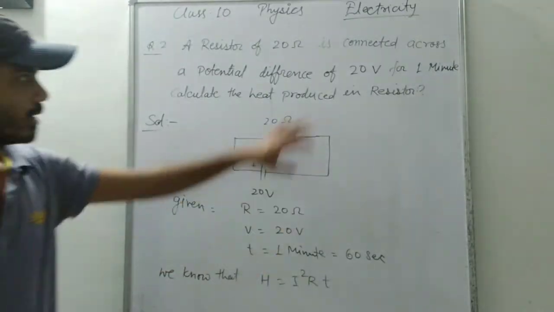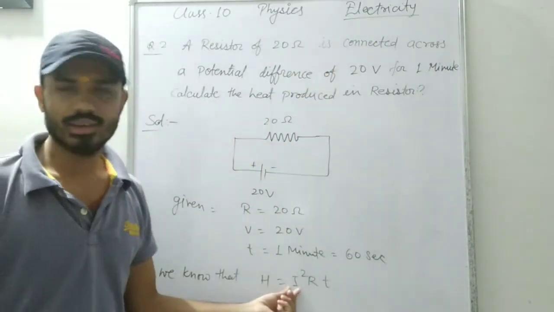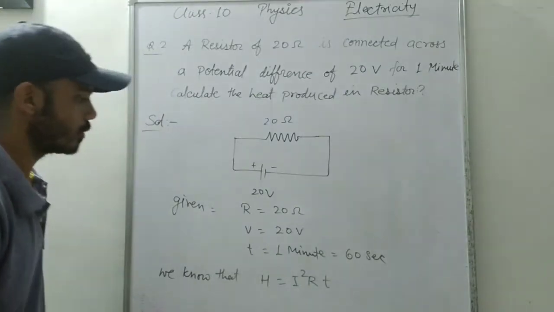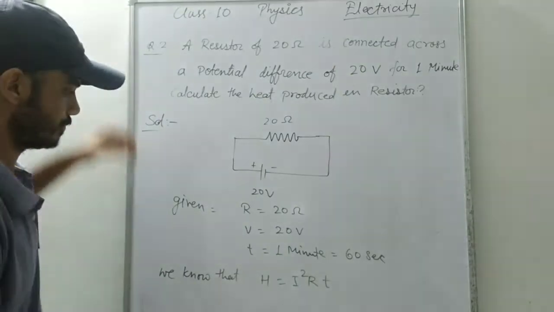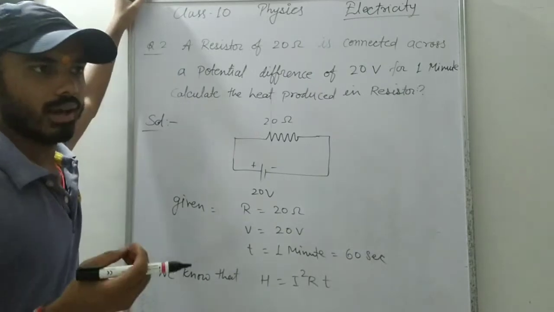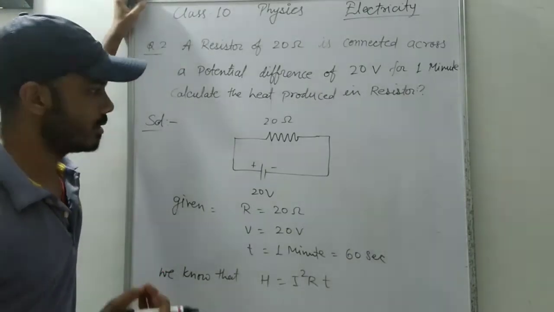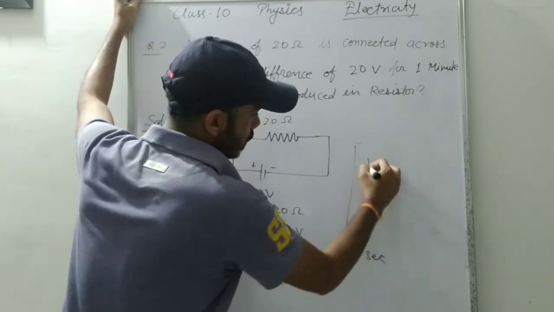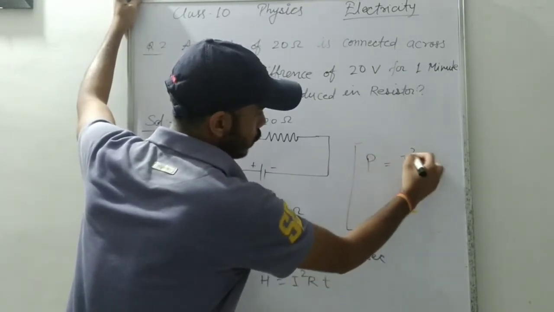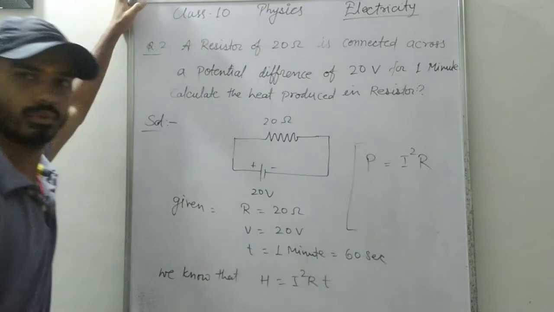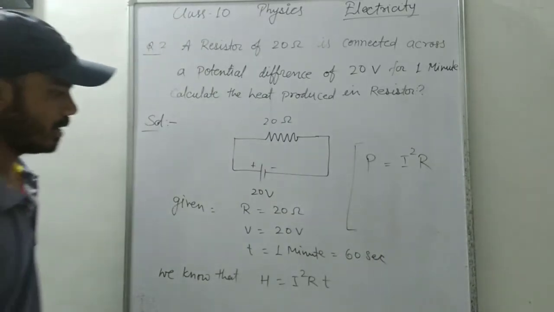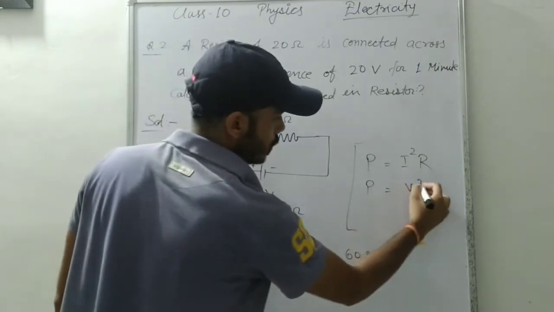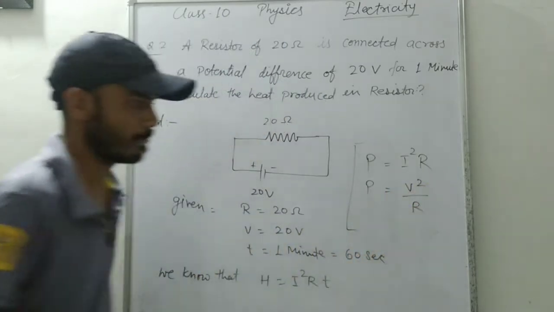Okay, but in this question I is absent, or we can say I's value is not given in the question. So how can we find it? Suppose, as we discussed in the topic electric power, the value of power P equals I square R. Okay, and again one of the relations is V square upon R.